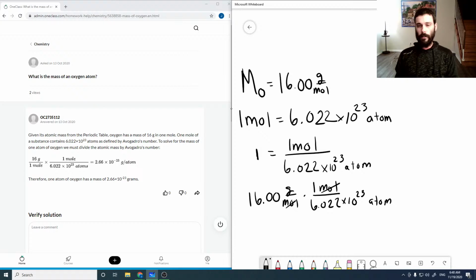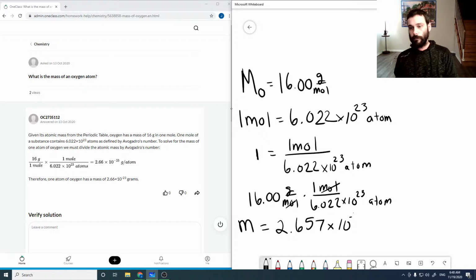And then if we take 16 and divide by 6.022 times 10 to the 23, we get a mass for an oxygen atom of 2.657 times 10 to the minus 23 grams per atom. Okay, so the mass of a single oxygen atom is 2.657 times 10 to the minus 23 grams.